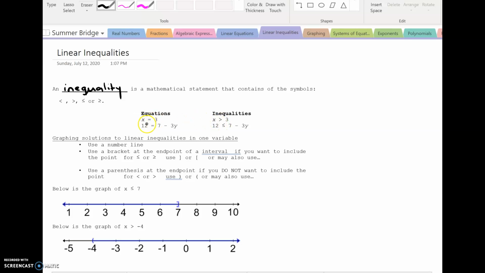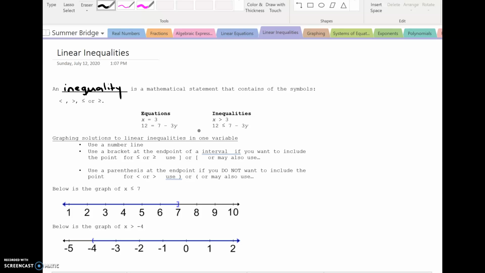An equation is when you have a variable equaling one specific number. An inequality is where a variable could equal an infinite number of numbers, but it does have a restriction. So in this particular case, x has to be greater than 3. So it could be 4, it could be 5, it could be 10, it could be 19.7, it could be anything except it cannot be 3 or less than 3.